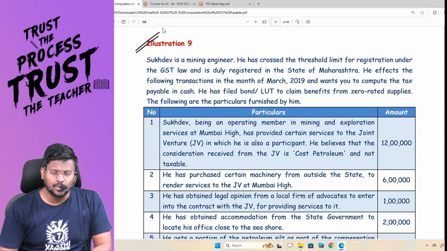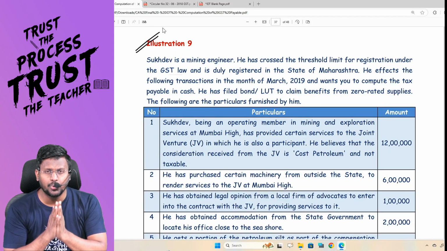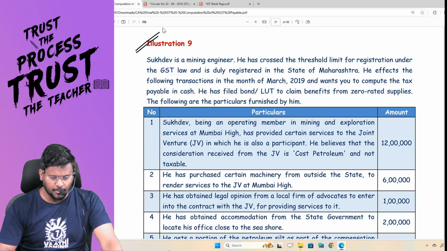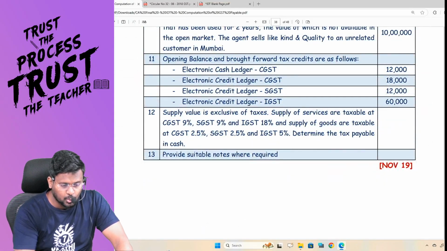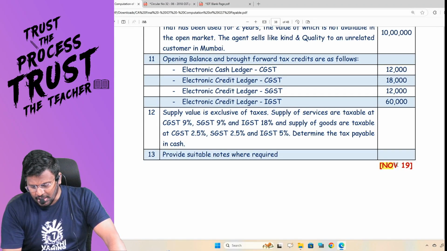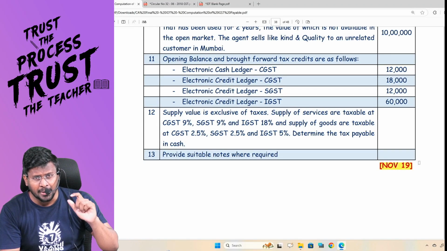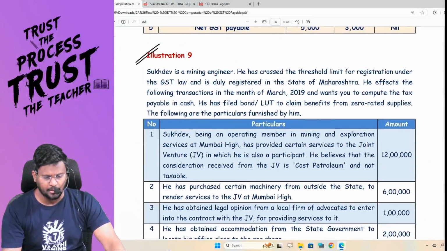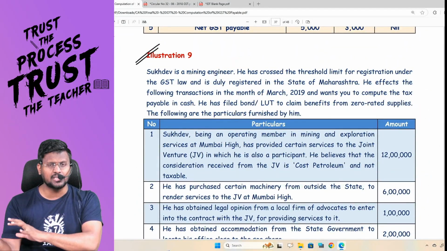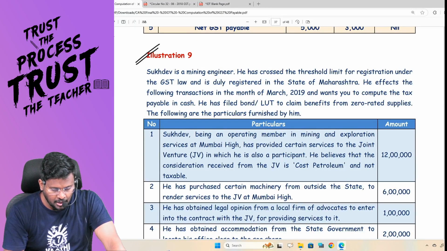Sir, as you all know, we are doing computation of GST payable. In that, we are in set number 3. When I am doing set number 3, I read a question which was asked in November 2019. There are certain prerequisites to solve this question. I'll read one or two lines, then I will do the prerequisite and I will come back to this question.